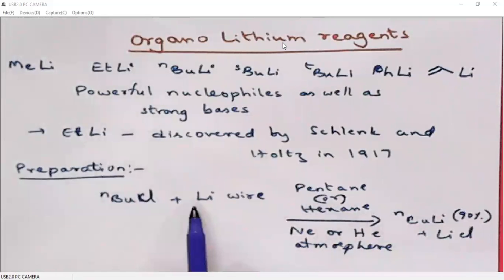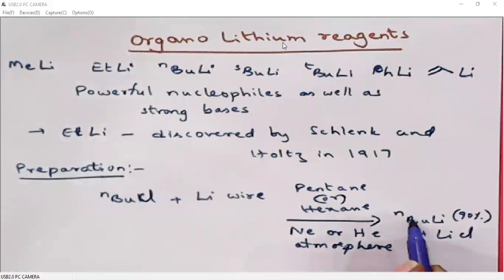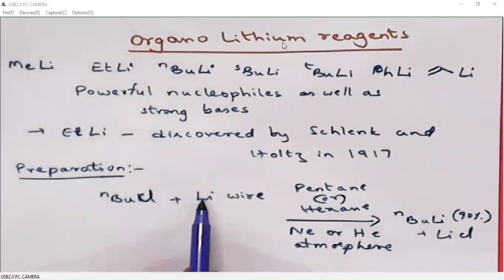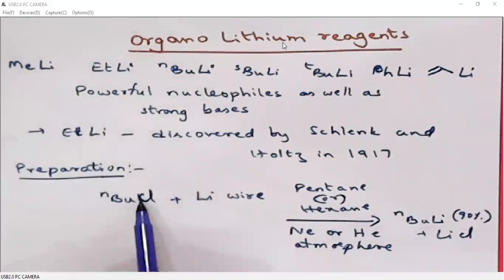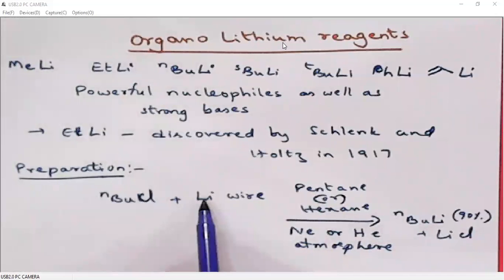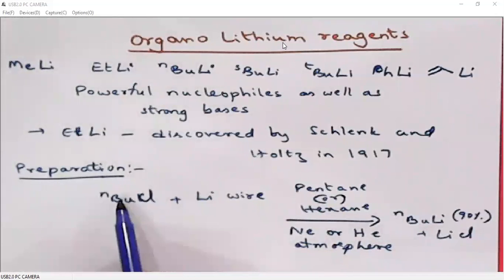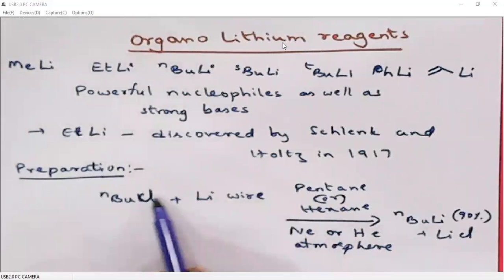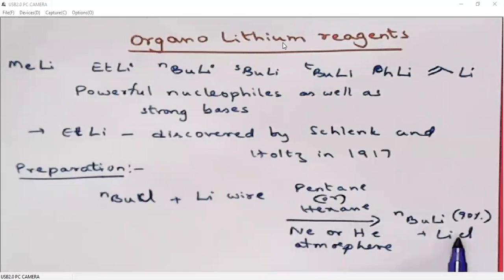How will this conversion occur? Of course, I don't need to give you the complete mechanism. Lithium is an electropositive element, so immediately it gives out an electron. Chloride is a good leaving group, so Cl minus, n-butyl plus. When one lithium gives one electron, the n-butyl cation becomes an n-butyl radical, neutral. So Cl minus, lithium plus gives lithium chloride. Then one more lithium gives one more electron, so n-butyl becomes minus: n-butyl minus, lithium plus.